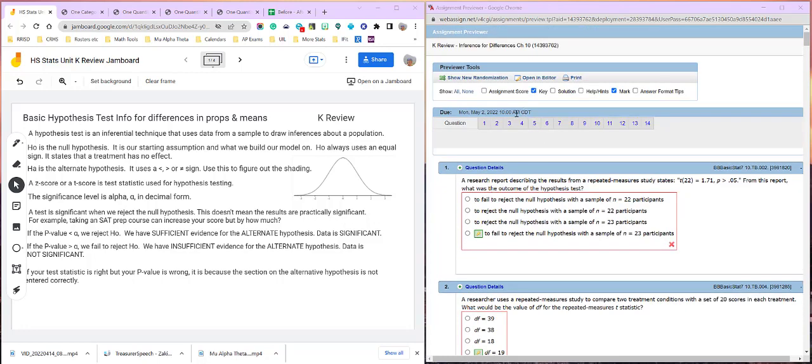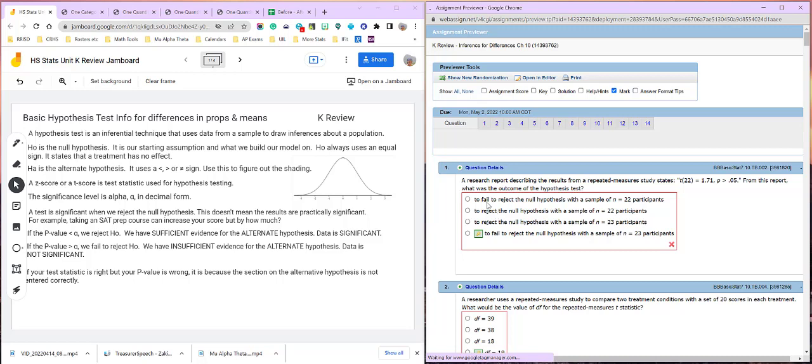Okay, so I have pulled up the K-Review, Inference for Differences, and also on the left here, I have the Google Jamboard with notes that you might want to use as you prepare for your test. So let's start with the first question. Actually, let me go ahead and take off the key because that takes some of the fun out of it, right?